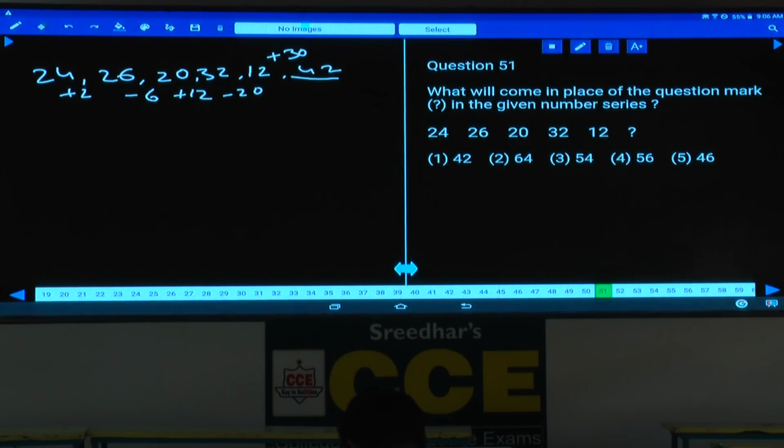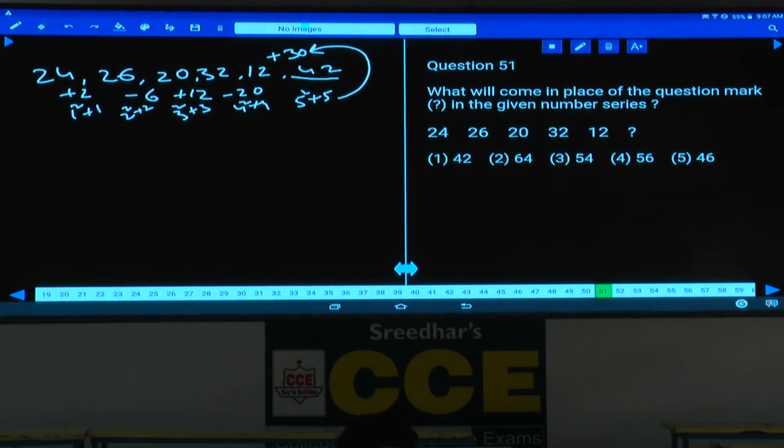Or else this 2, 6, 12, 20 can also be written as 1 square plus 1. 6 can be written as 2 square plus 2. And 12 can be written as 3 square plus 3. And 20 can be written as 4 square plus 4. And the next one must be 5 square plus 5 should be added. What is 5 square plus 5? It is 30. Or else 1 into 2, 2 into 3, 3 into 4, 4 into 5, 5 into 6. Done with this?